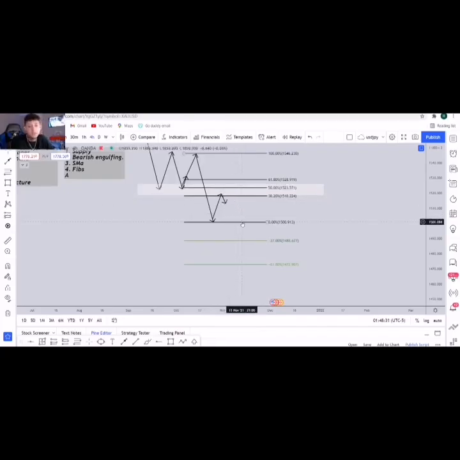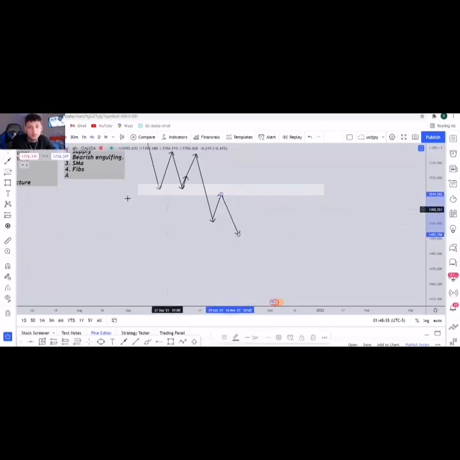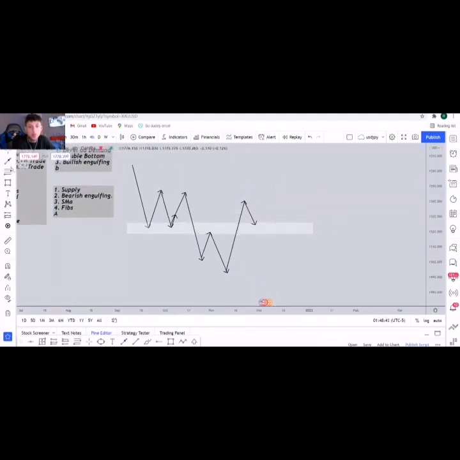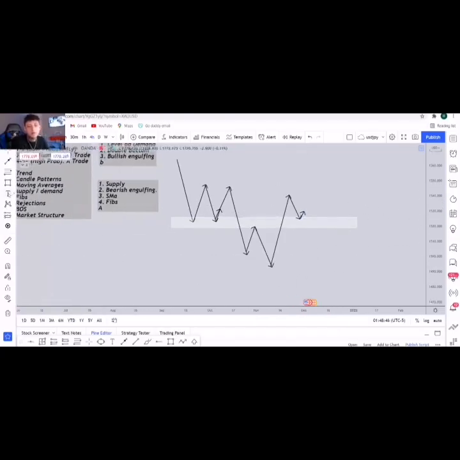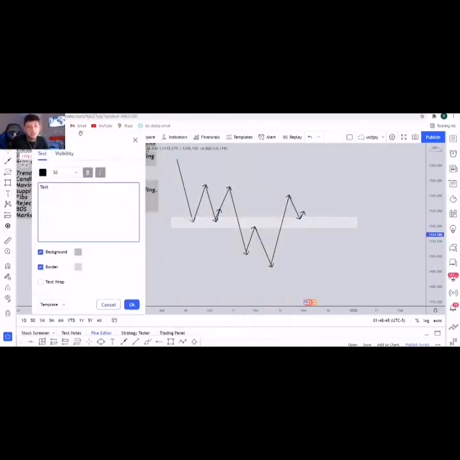So let's kind of continue this market structure here, right? So let's say price does this. And we're right here, right? Let's grade this trade. Let's see what type of trade this is. Should we take this trade? 1, we have a break of structure. 2, we have a level of demand. 3, we have an engulfing candlestick pattern.